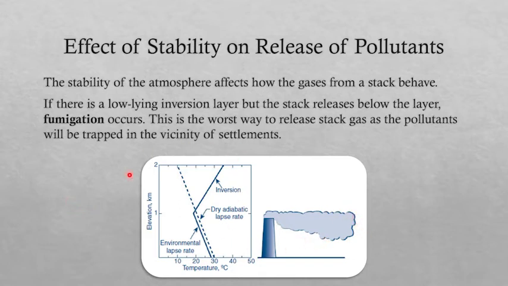If you take a look at its temperature profile here, we have the environmental lapse rate showing the thermal inversion layer, which is above the release point of the stack. This is very dangerous because all of these pollutants would be trapped under the inversion layer and all of those pollutants would go back to the ground. Therefore, we are much more exposed to the dangers of the pollutants under the condition of fumigation. Remember that this is the worst case scenario for the release of stack gas.